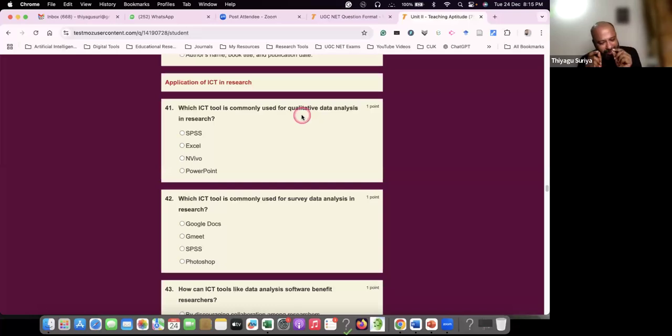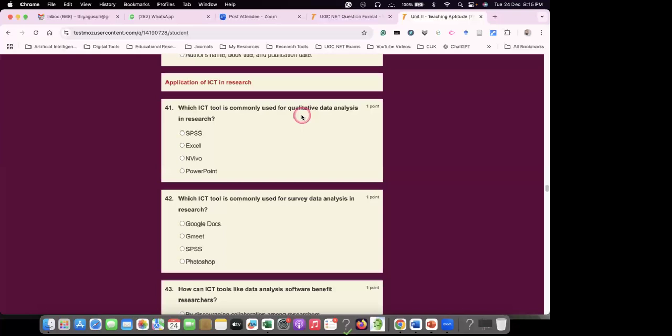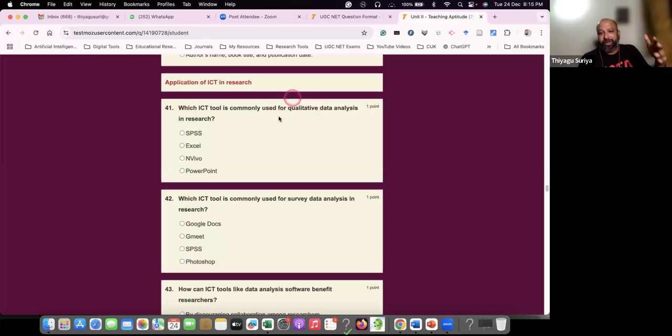Kindly take time to read the questions, because sometimes the question may be very familiar, but when you read it as quantitative instead of qualitative, the answer may be SPSS only. Therefore, take your own time to read the question twice. Always read the question twice and then find the answer. Don't be in a hurry to give the answer.